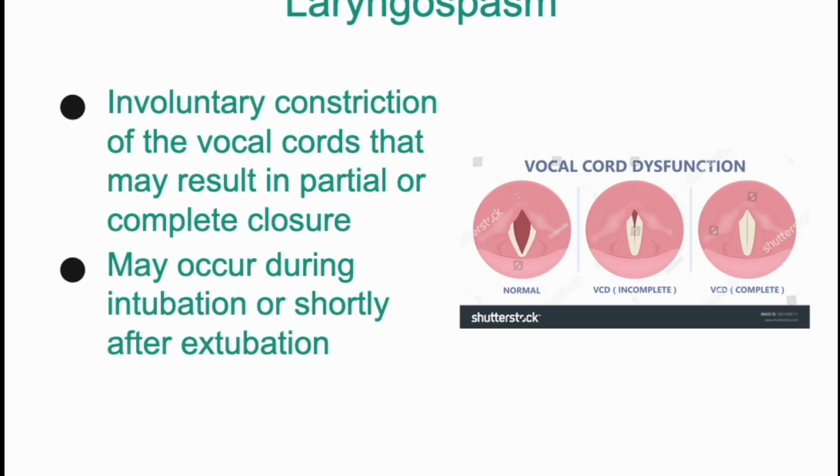Laryngospasm is the involuntary tightening of the vocal cords, which can partially or completely block the airway. It can happen during intubation or soon after extubation. How do we treat this? Well, positive airway pressure with a mask or chin lift.